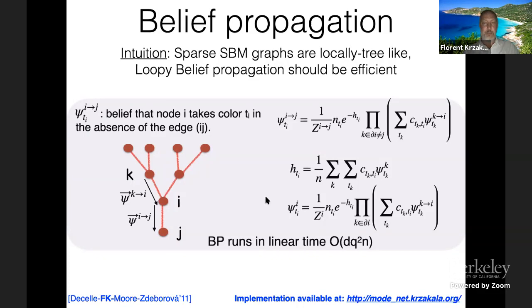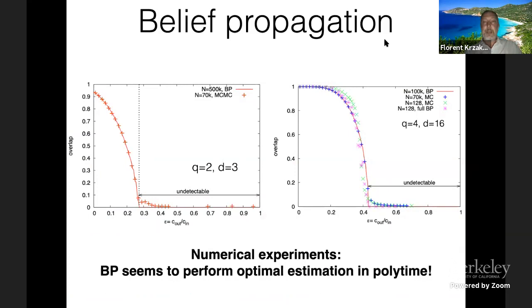We have an implementation here if you want to run it. All right, so what happens if you run BP for this problem? Well, this is what you get. You get something which is basically not distinguishable from Monte-Carlo itself. Okay, this is what we get with BP, and this is what you get with Monte-Carlo for a graph of degree 3 and 2 groups. This is for 4 groups in a graph of degree 16. So, you know, we get something amazing.